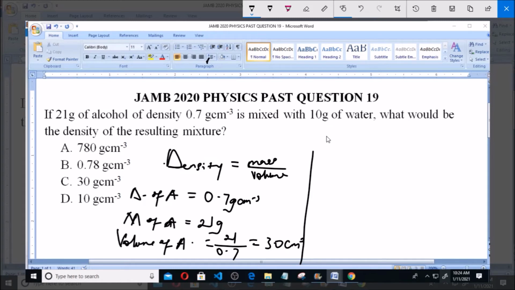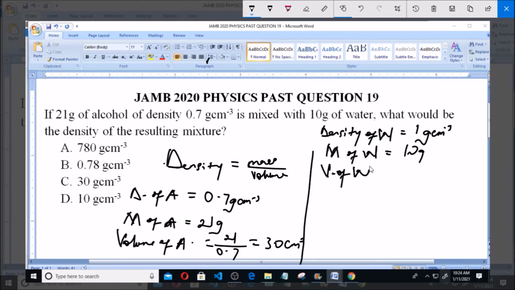Now for water, the density of water is equal to 1 gram per cm cube. Mass of water, that's in the mixture, is 10 grams. So now we can get the volume of water, and that will be the mass of water, which is 10 all over the density of water, which is 1, and that will give us 10 centimeter cube.